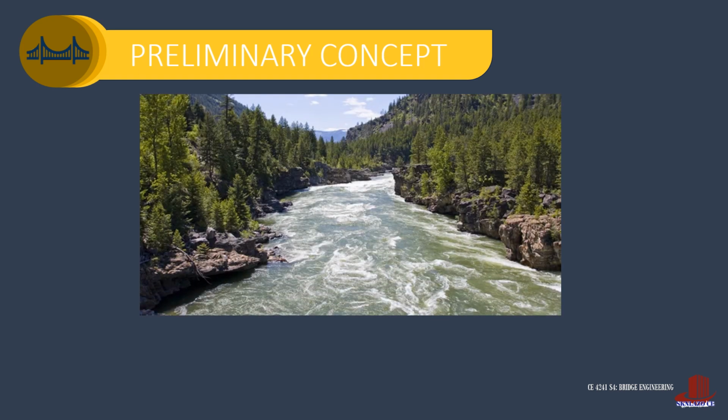Say we are to construct a simple span bridge crossing a river. The river spans 20 meters. Logically, the bridge we need to build has a length computed as the clear span, or the river width, plus some allowances which we are to discuss later.